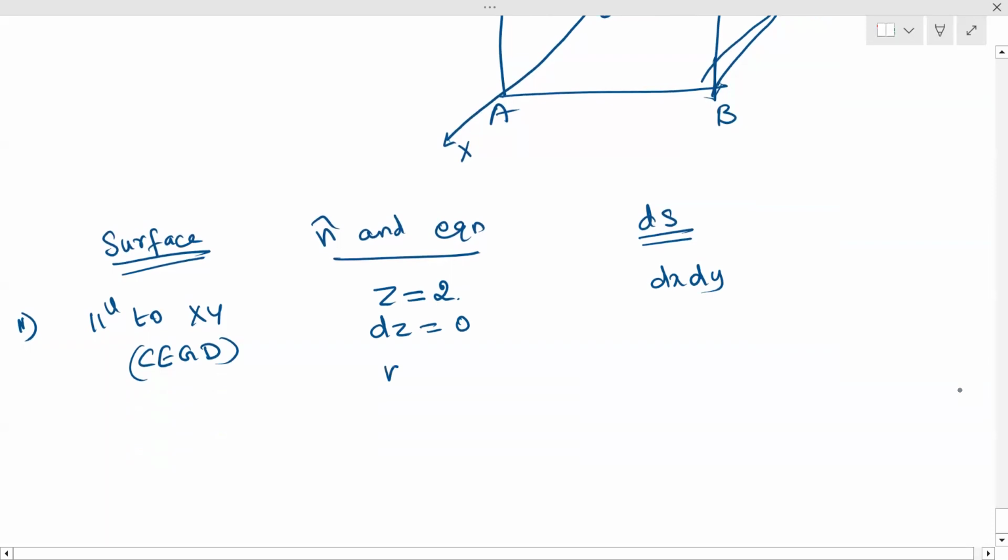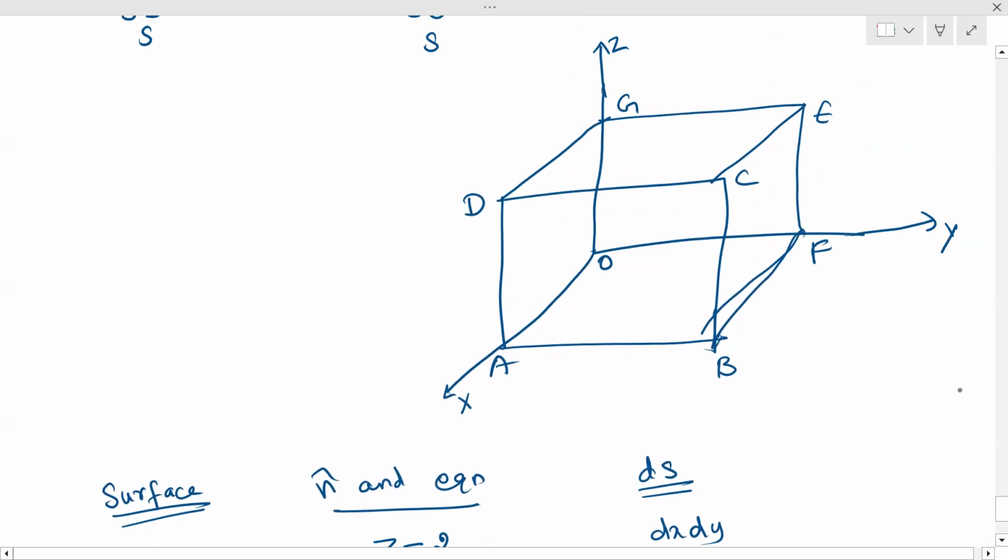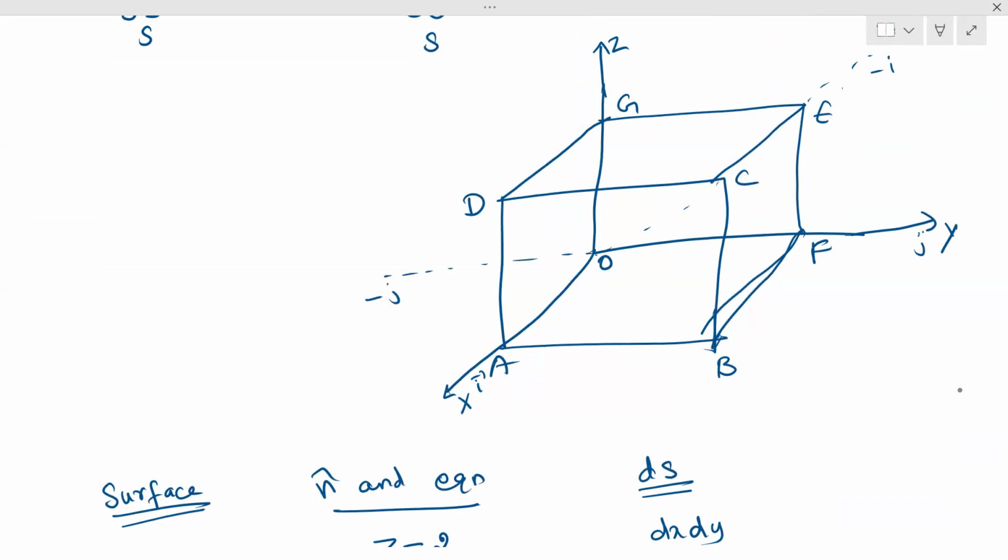And what about n cap here? n cap is the unit outward normal vector. Here in three dimensions, it is i cap, so the opposite direction is minus i cap. Similarly, j means the opposite direction is minus j, and k means the opposite direction is minus k. So the unit outward normal vector for this plane CEGD is the k vector.